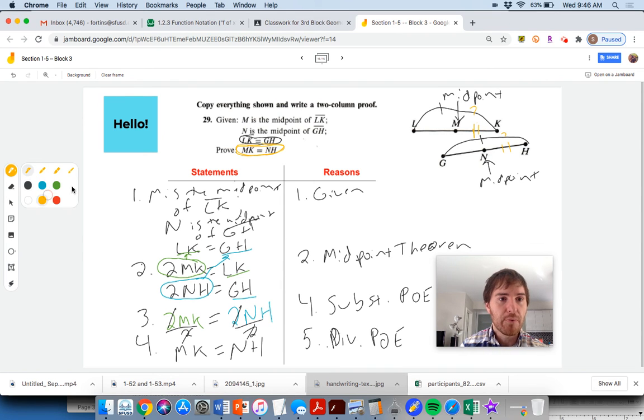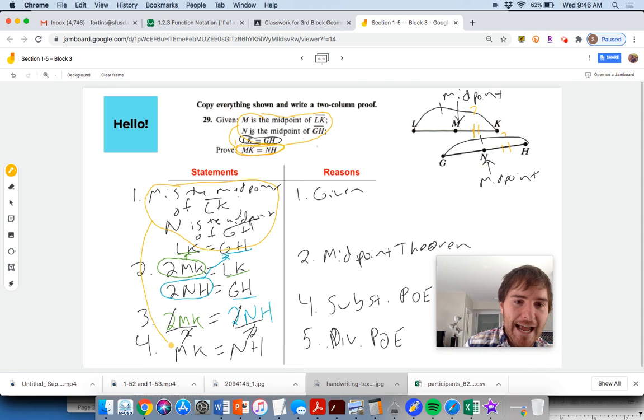So given our original premises, M being the midpoint of segment LK, N being the midpoint of GH, and LK and GH, the wholes, equaling each other, we can deduce, and we have deduced, that the parts must be equal to one another, by everything in between. So if given this as an opening premise, we've done the work. We've introduced things that we know have to be true because we have a theorem and the substitution property of equality, and we've gotten down to proving our intended result, which is that MK has to equal NH. There's question number 29.